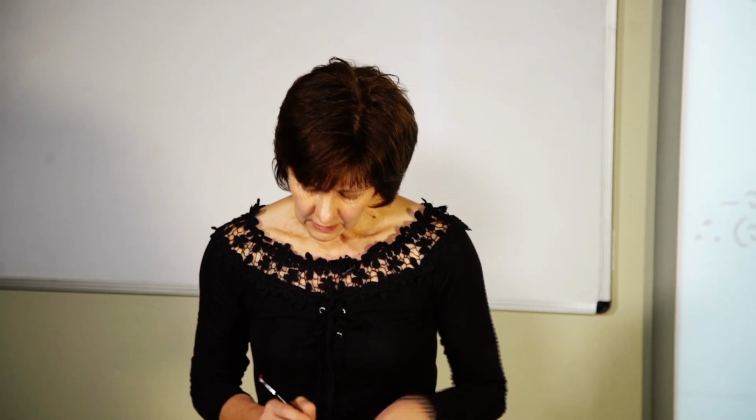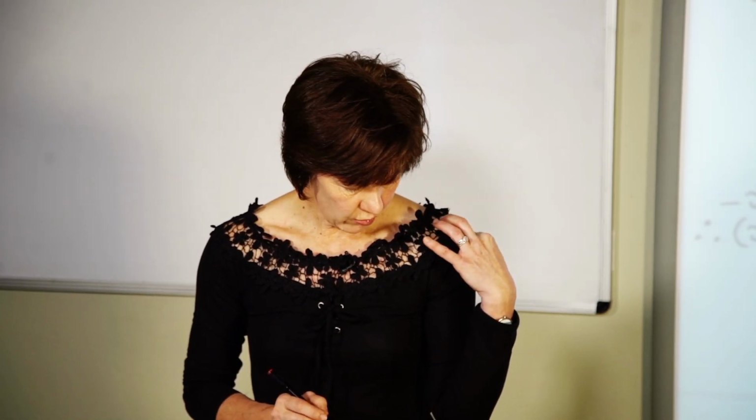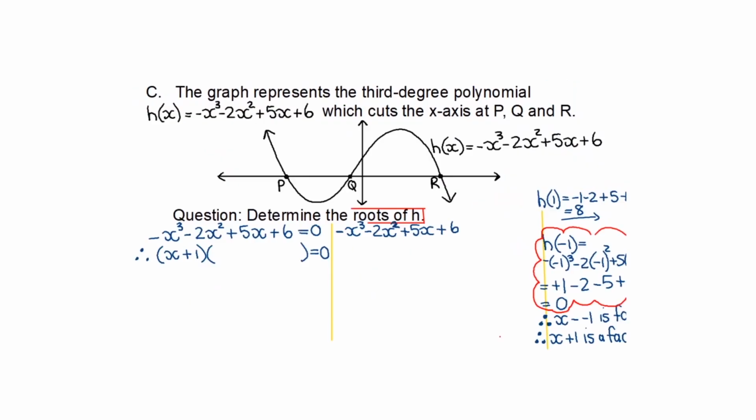We are going to move on to another question. In this question, they say, this graph represents the third degree polynomial h of x. So now I've got a new function. The function is h of x, and here is h of x. It cuts the x-axis at P, Q, and at R. The question is, determine the roots of h.